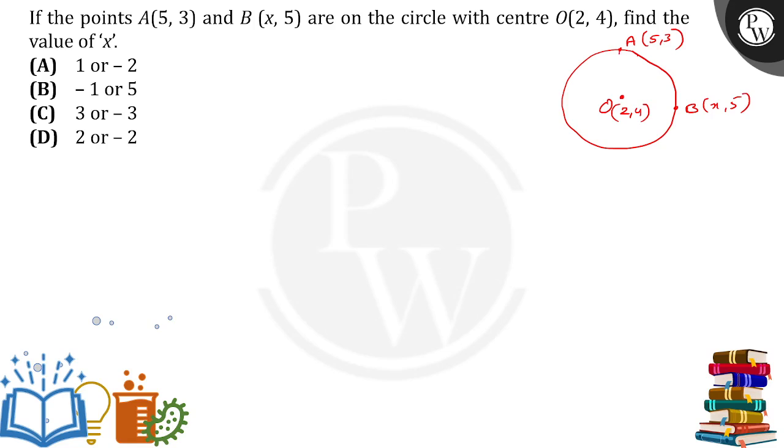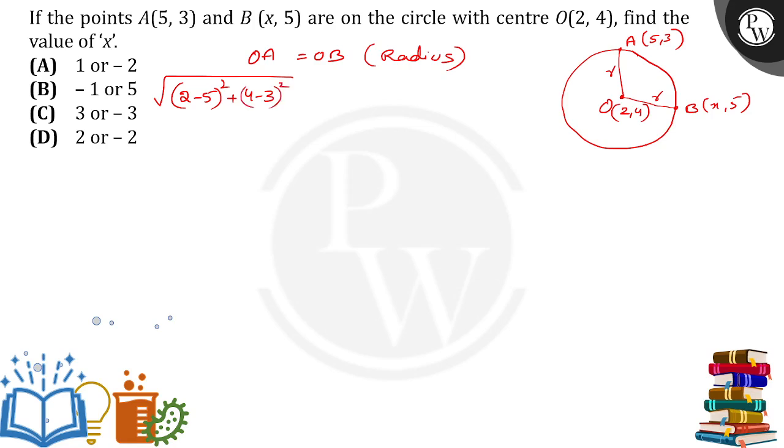Okay, so the distance from O to A is nothing but the radius. O to B is also the radius. So we can say OA is equal to OB, that is nothing but the radius of the circle. So the distance from O to A and the distance from O to B is the same. So we can apply: square root of OA means (2 minus 5) whole square plus (4 minus 3) whole square is equal to, coming to OB, it will be (2 minus x) whole square plus (4 minus 5) whole square, right?